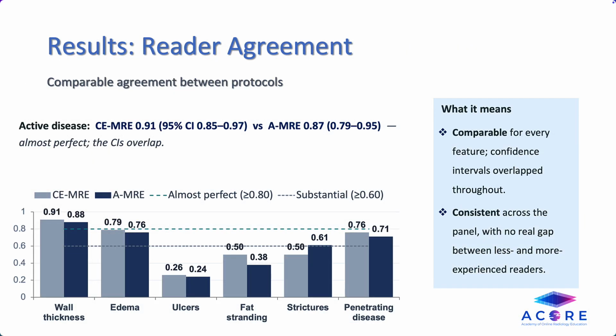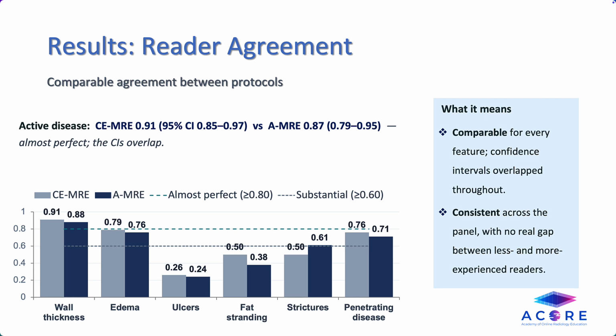For detecting active disease overall, inter-reader agreement was 0.91 with the contrast-enhanced protocol and 0.87 with the abbreviated one, both almost perfect, and the confidence intervals overlap. That held regardless of experience level.